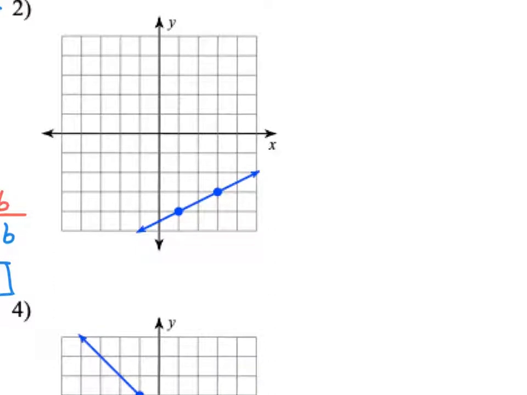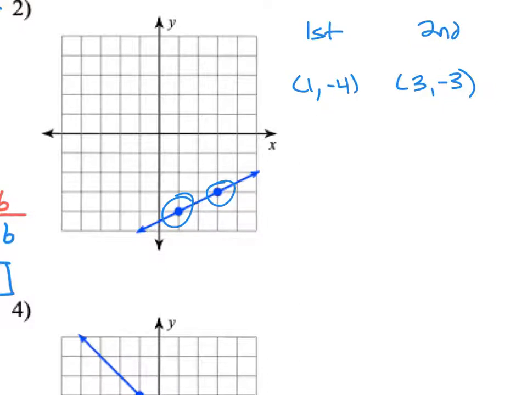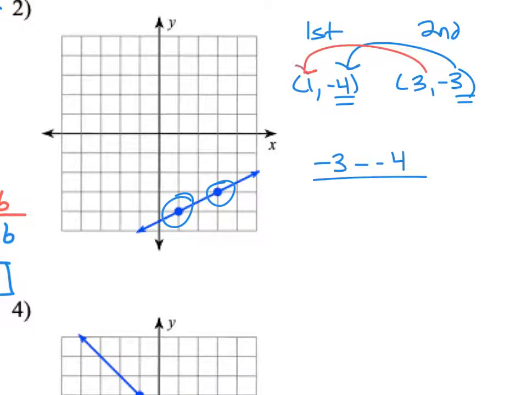For the second graph, I've been given 1, -4, that's my first point, and 3, -3. So this is my first point, this is my second point. So to find my difference between my y's, or how much I go up or down, I'm going to subtract -3 minus -4. So my change in y divided by my change in x. So to find my change in x, I'm going to take 3 minus 1. So I'm subtracting my second x minus my first one.